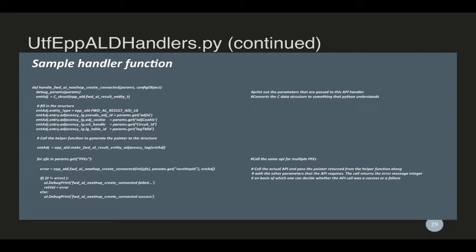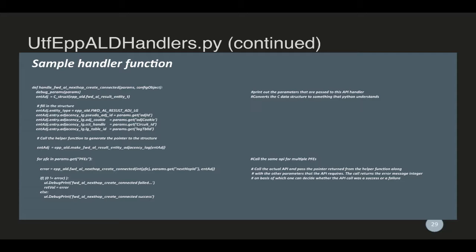So now ENT has that pointer. It is the same pointer that forward_AL_next_hop_create_connected needs. So now we have the pointer to the function that we actually want to execute. Then for PFE in params.get PFEs, this is similar to a for loop, and the API forward_AL_next_hop_create_connected will be called for both PFEs. If you see the objects.json file, those PFEs are mentioned in the object for this particular API. So we call EPP_ALD.forward_AL_next_hop_create_connected and give it all the parameters that it requires.